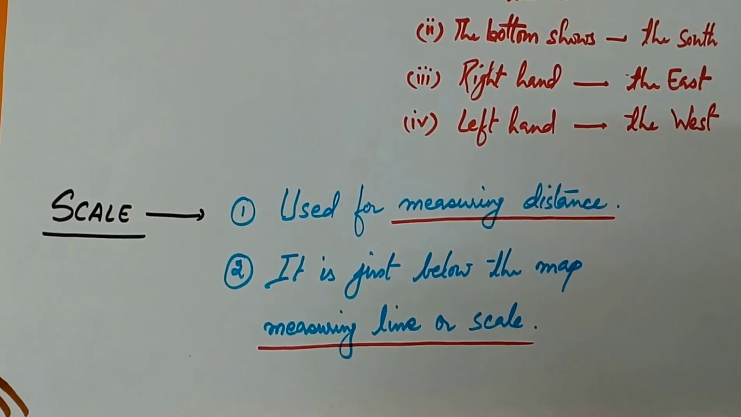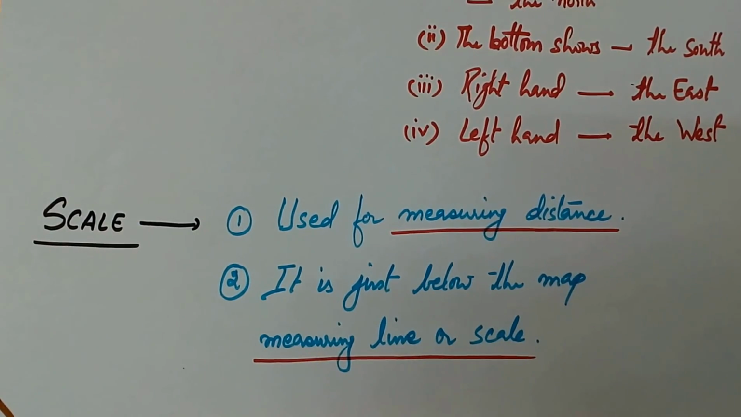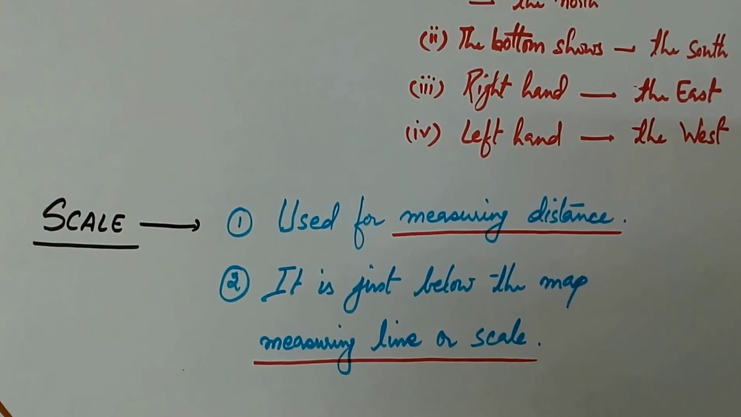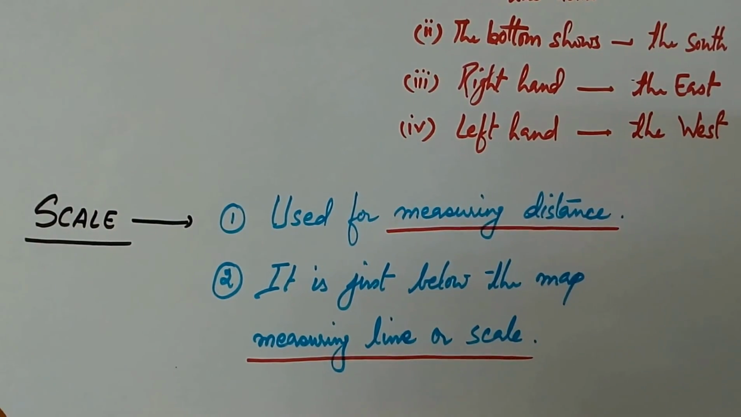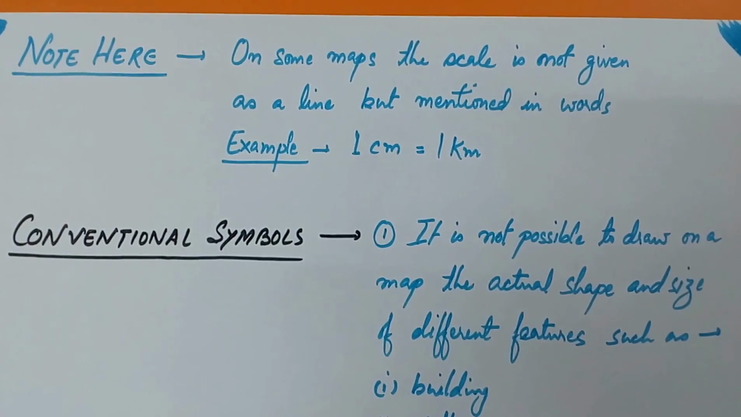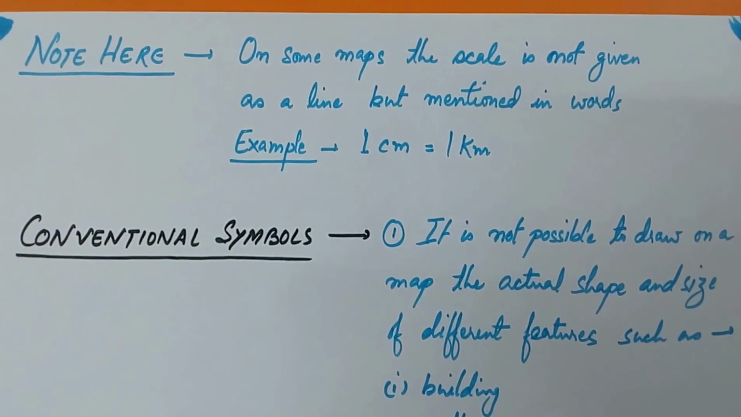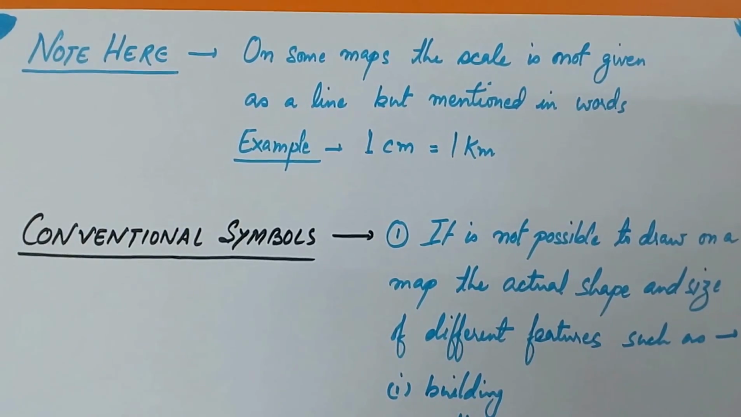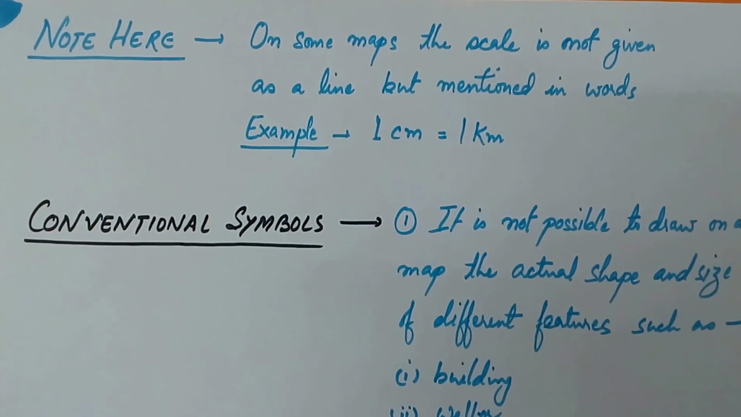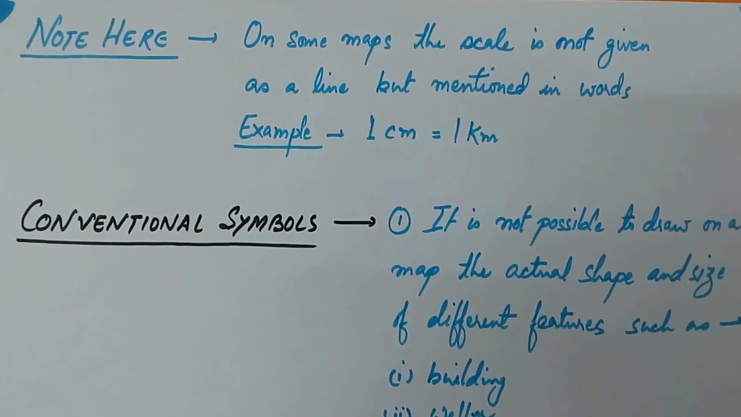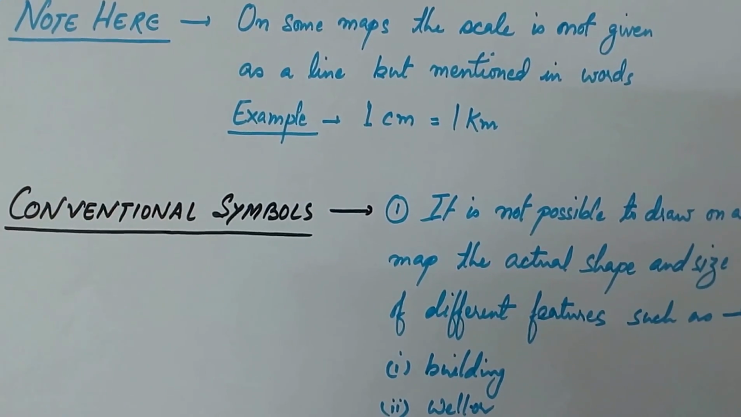Next term is scale. Scale is used for measuring the distances. It is present just below the map, as a measuring line or the scale. Note here, on some maps the scale is not given as a line but mentioned in words. Example, 1 centimeter is equal to 1 kilometer.